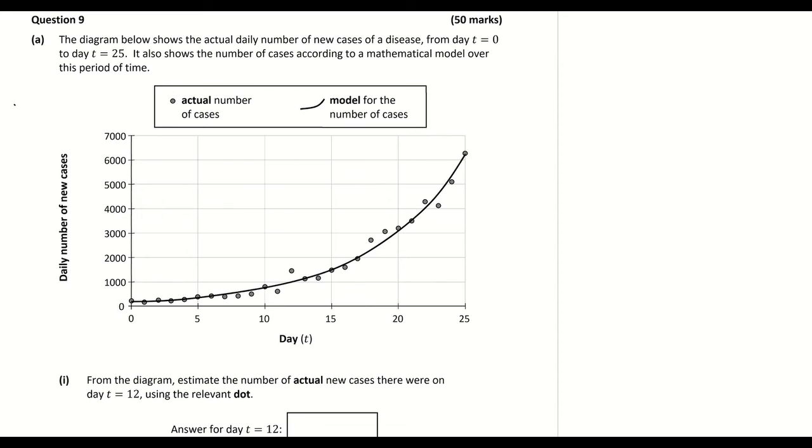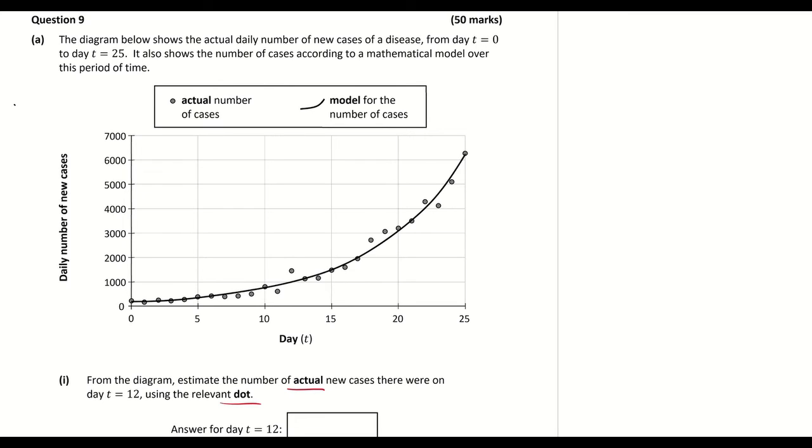Okay, so looking at 9A, the diagram below shows the actual daily number of new cases of a disease from day T being 0 to day 25. It also shows the number of cases according to a mathematical model over this period. So the dots are representing the actual and the line represents the mathematical model. So from the diagram, estimate the number of actual new cases.